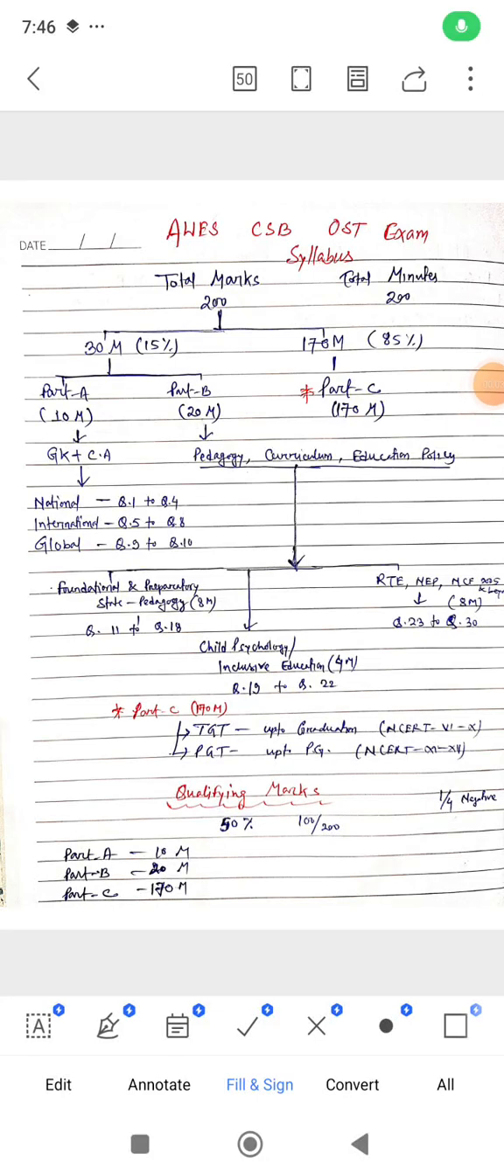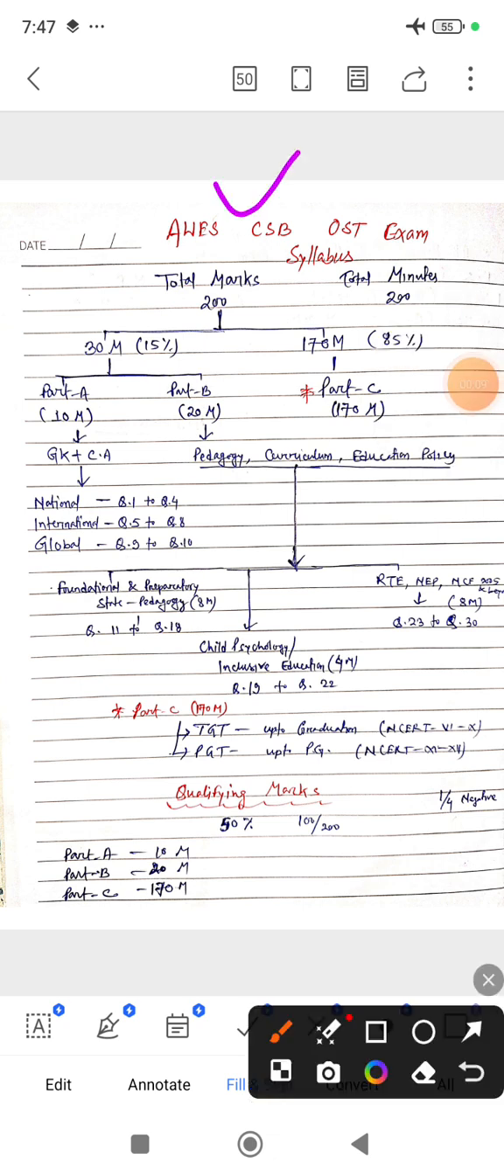Friends, this video is for those who are preparing for the Army Welfare Education Society CSB OST exam. CSB, that is Combined Selection Board, Online Screening Test Exam 2024. And this is the syllabus and exam pattern.